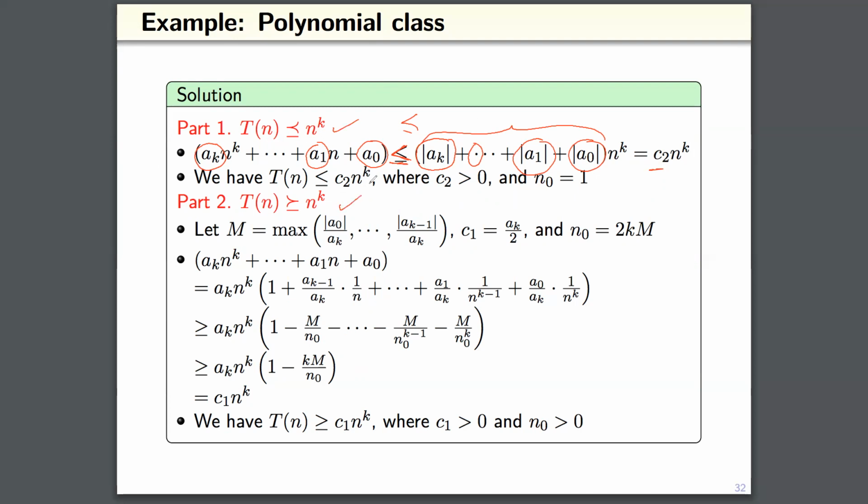What about greater than or equal to n^k? Why can't we just say a_k n^k plus so on is greater than or equal to n^k? Isn't this obvious? This should be greater than or equal to n^k, right? Why do we have all this complicated proof? Just remove the other terms, done, right? So why can't we have this simple inequality?